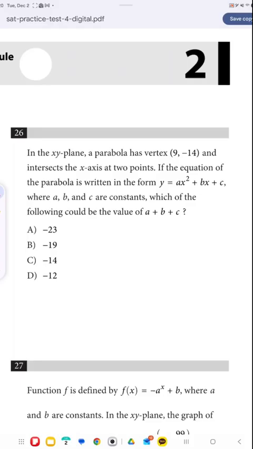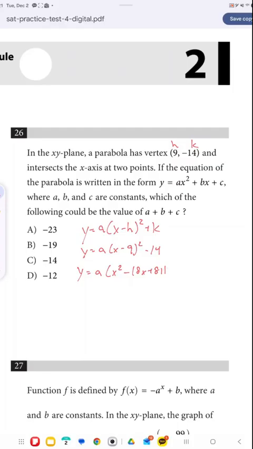So I think the best way to start this problem is to write the parabola in vertex form, which would be y equals a times the quantity x minus h squared plus k, h and k being our center points. So in our example, h is 9 and k is negative 14. If we were to expand the parentheses, we get a times x squared minus 18x plus 81.